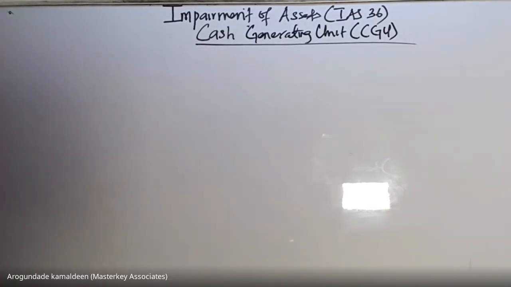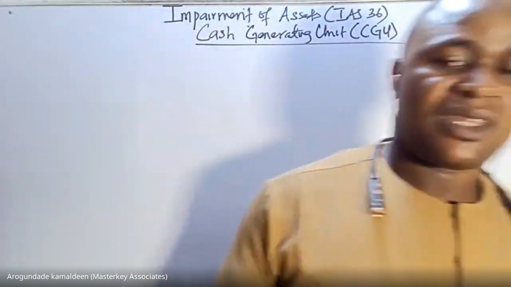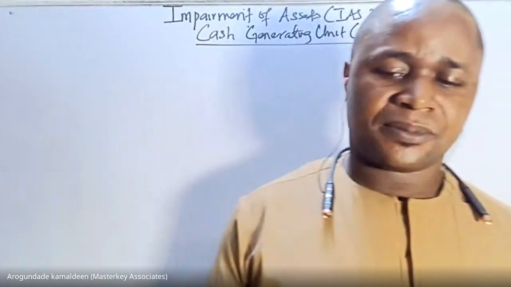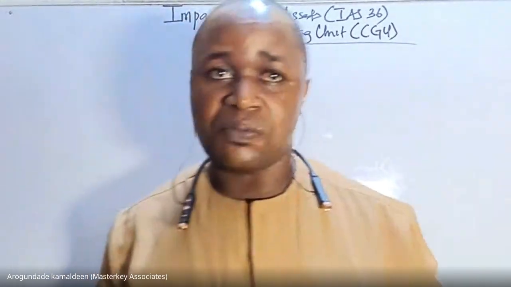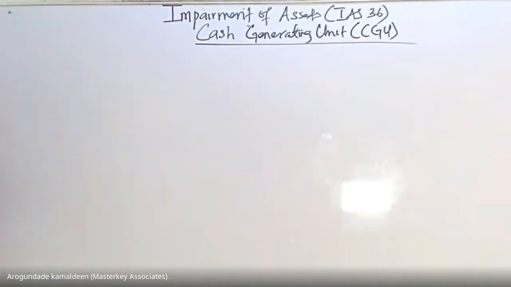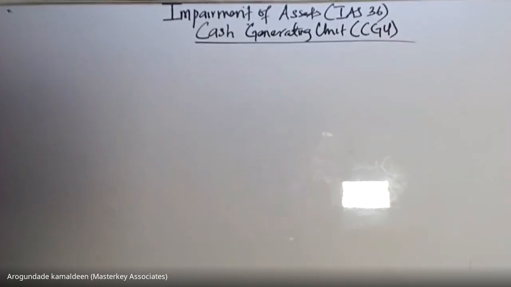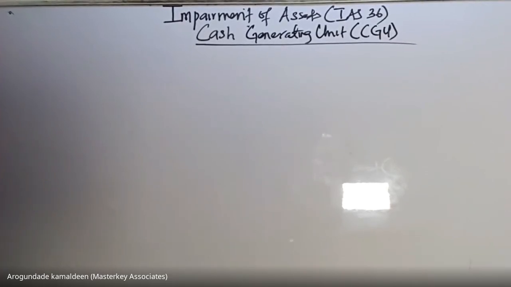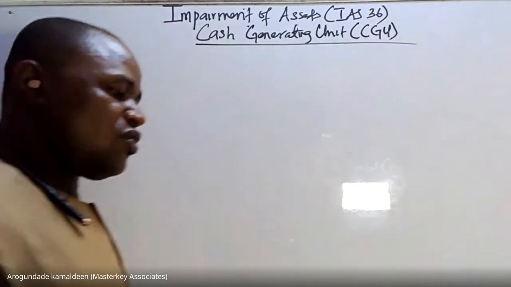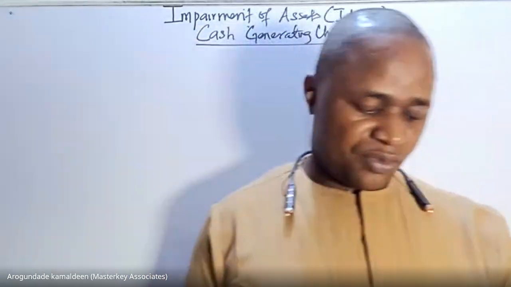Today we are going to continue with our topic on impairment of assets, IAS 36. Last week we commenced the topic. We looked at the meaning of impairment and we defined some basic concepts that will help us to understand the principles of impairment. Impairment, we said, is when the carrying value of an asset is greater than the recoverable value or amount.